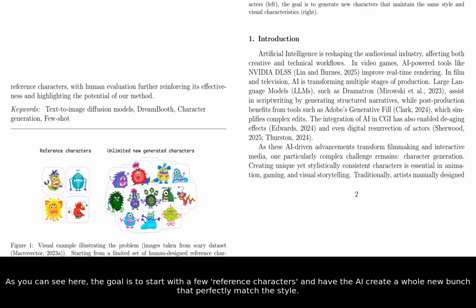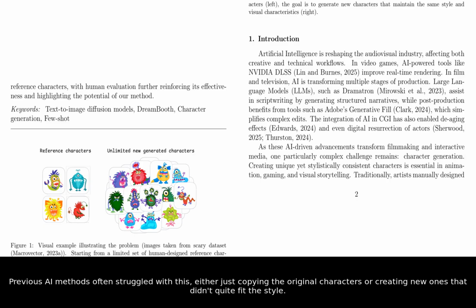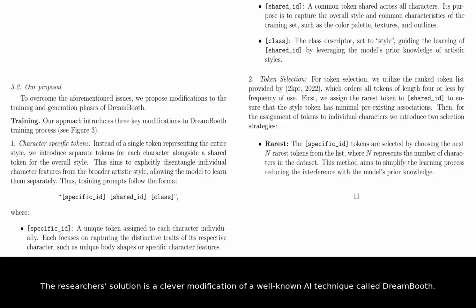As you can see here, the goal is to start with a few reference characters and have the AI create a whole new bunch that perfectly match the style. Previous AI methods often struggled with this, either just copying the original characters or creating new ones that didn't quite fit the style. The researchers' solution is a clever modification of a well-known AI technique called DreamBooth. Their key idea was to use a multi-token approach.